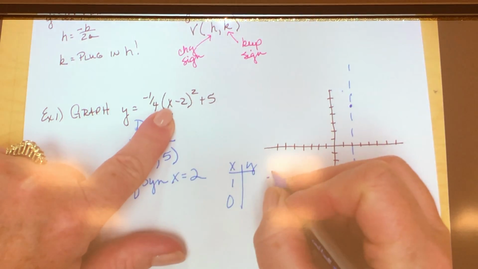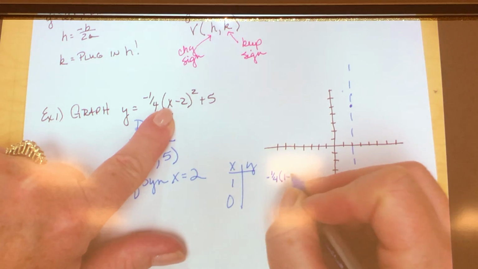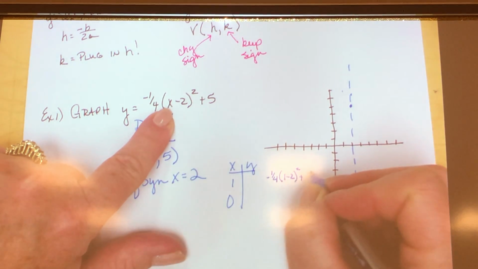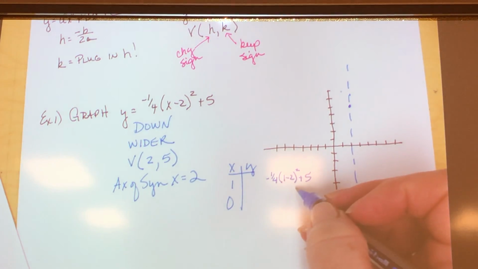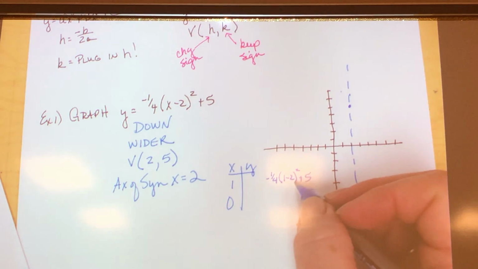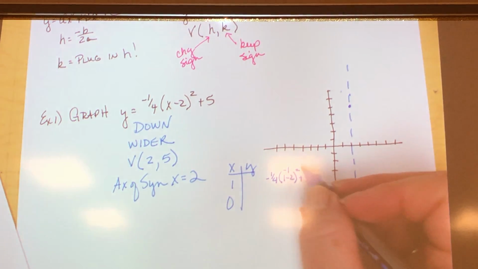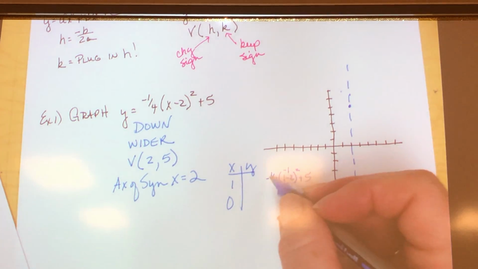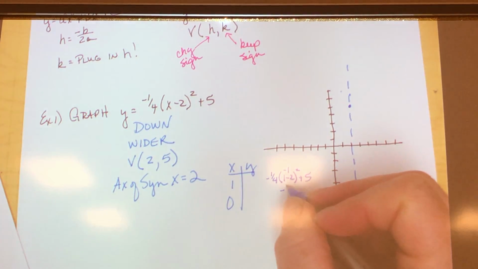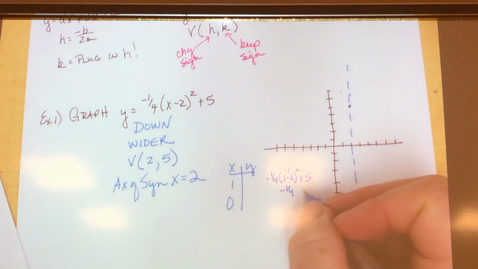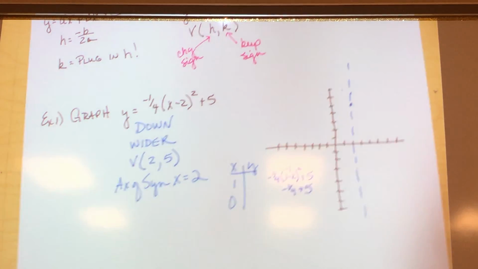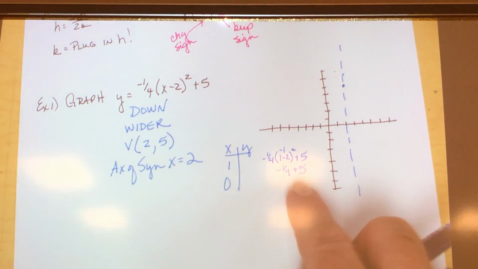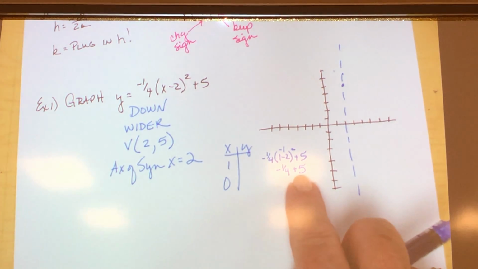Well, it's negative 1/4 times 1 minus 2, quantity squared, plus 5. What's 1 minus 2? Negative 1. What's negative 1 squared? 1. What's 1 times negative 1/4? Negative 1/4. That's what Becky, my daughter, always does. She always turns everything into a decimal. I'm like, stop, work with a fraction.